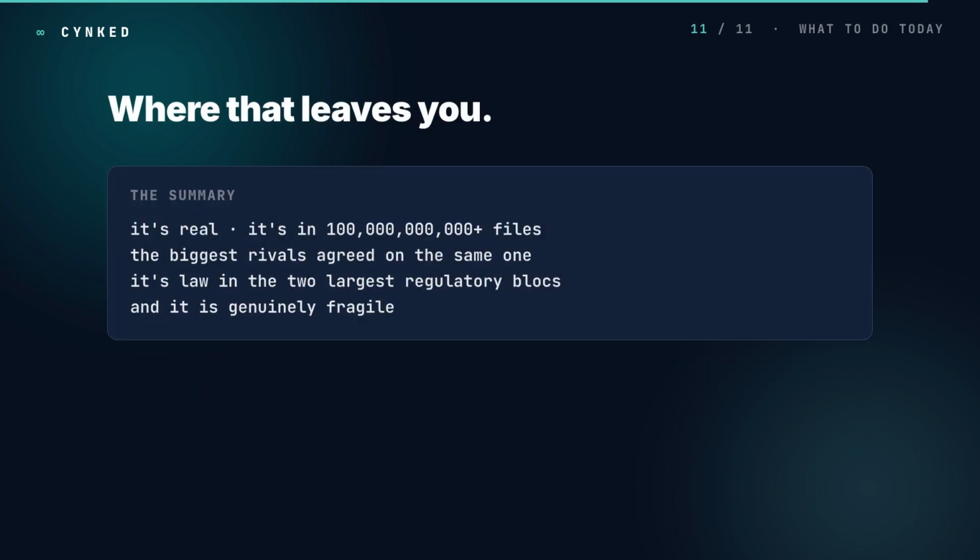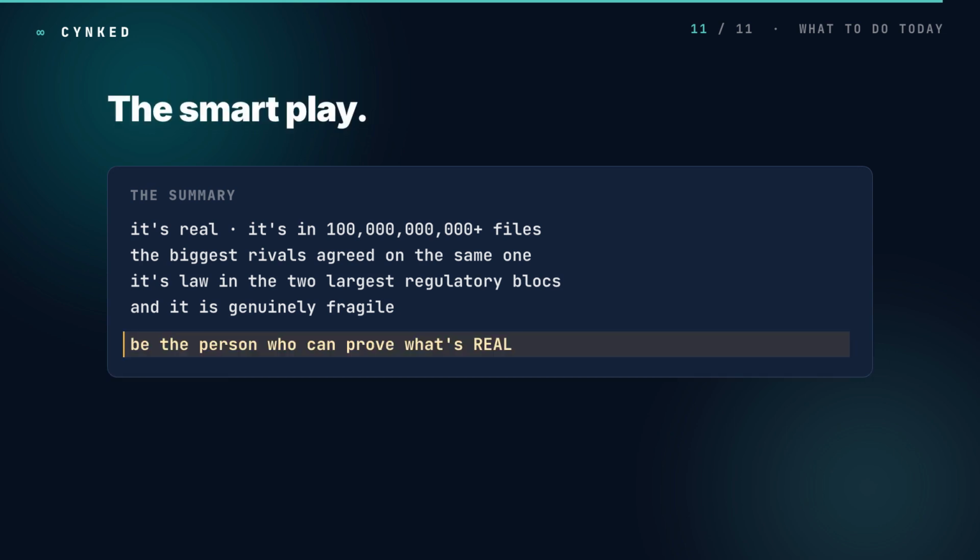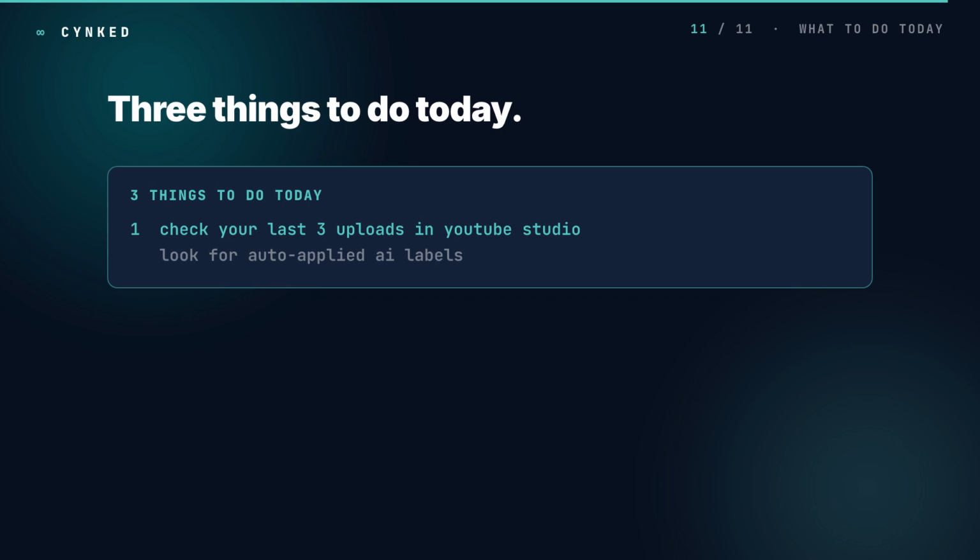So, the invisible signature is real. It's in over 100 billion files. The biggest rivals in the industry just agreed to use the same one. It's now legally required in the world's two largest regulatory blocks. It is genuinely fragile. And the smart play isn't fighting it. The smart play is being the person who can prove what's real, while everyone else is still arguing about what's fake. Three things to do today.